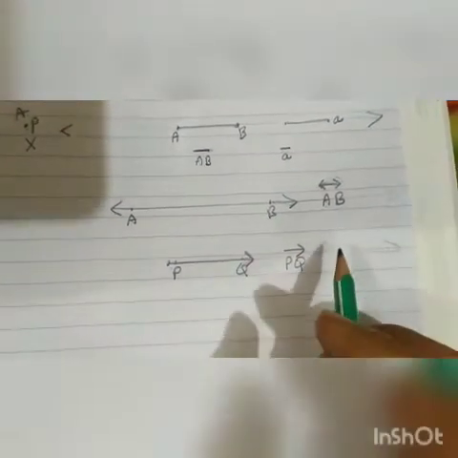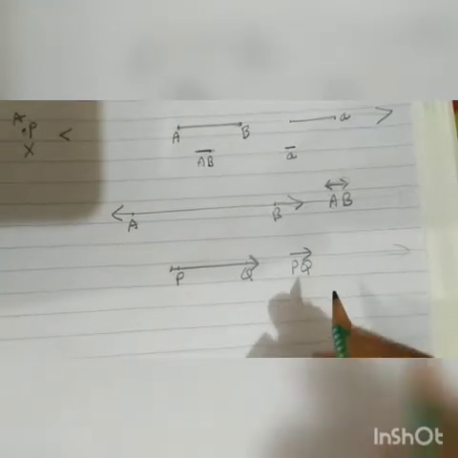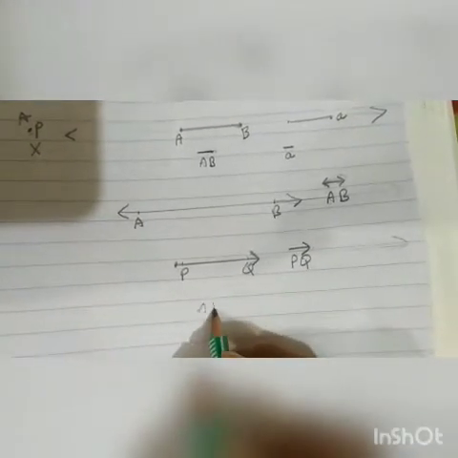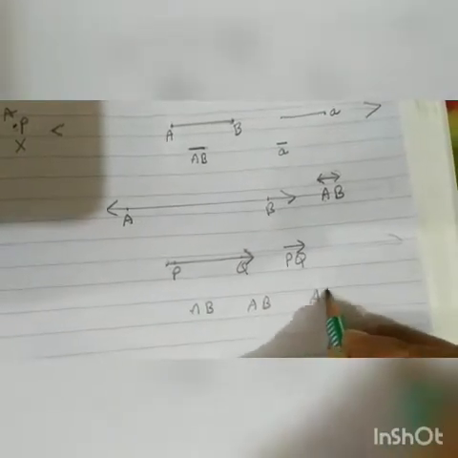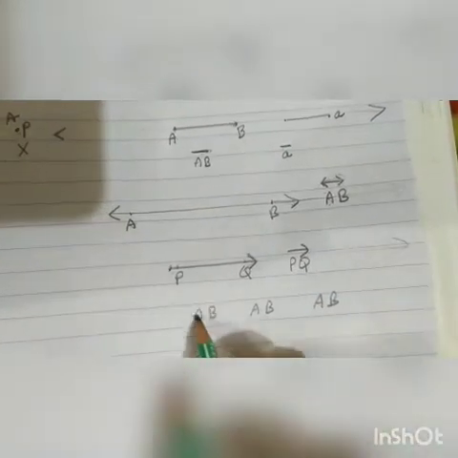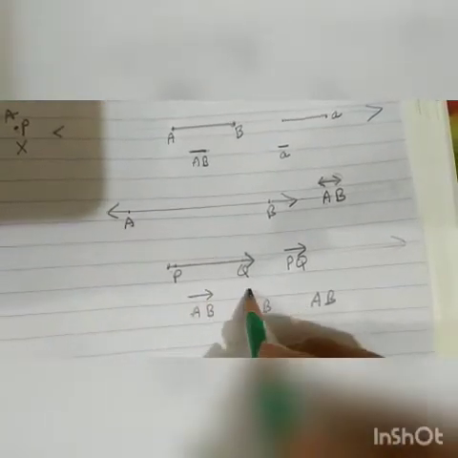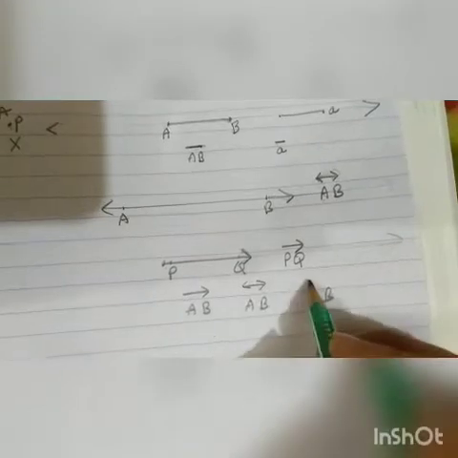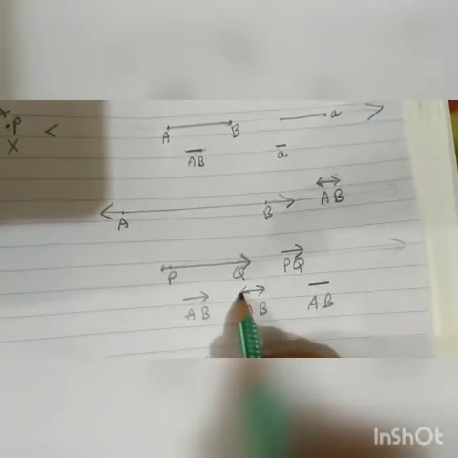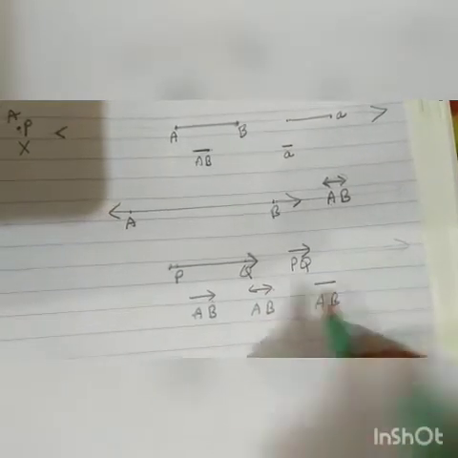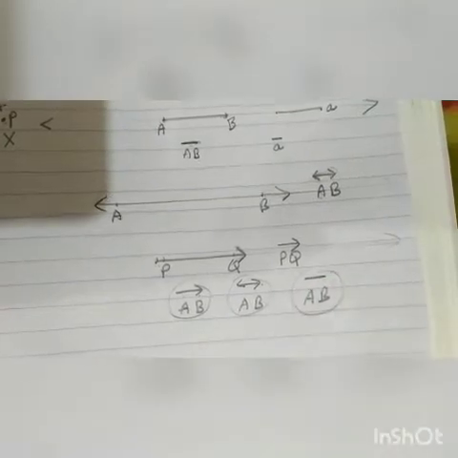So how can we identify whether it is given a line segment, line, or ray? See, I am writing all three the same. Here I am putting this symbol, here this symbol, and here this symbol. See here: one arrow, arrows in both directions, and no arrow. So it is a ray, it is a line, and it is a line segment.